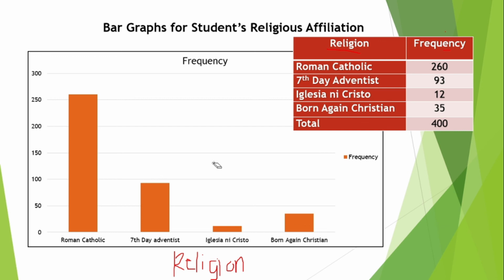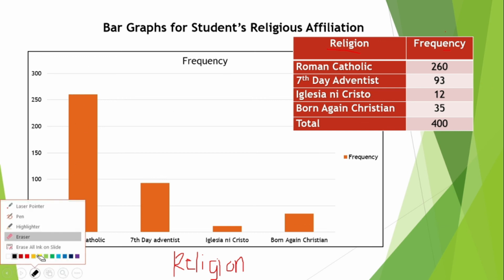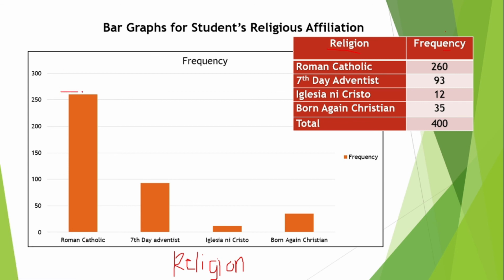So, in Roman Catholic, you have 260. As you can see, it has 260 there. And Seventh-day Adventist, you have 93 students. And Iglesia ni Cristo, you have 12 students. And Born Again Christian, you have 35 students. So, this is how we graph the qualitative data.